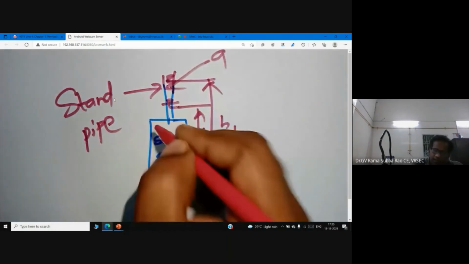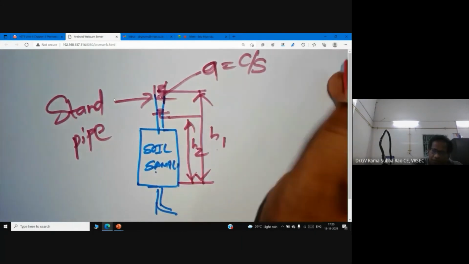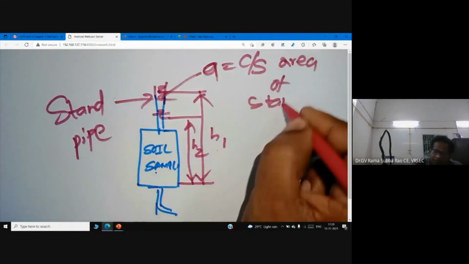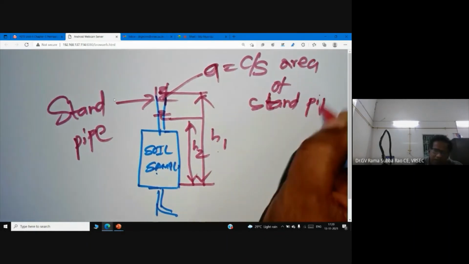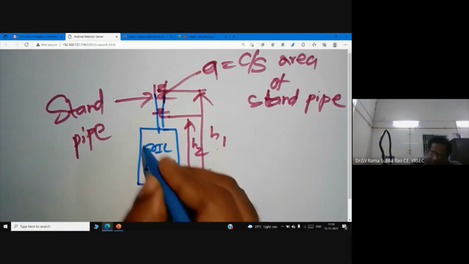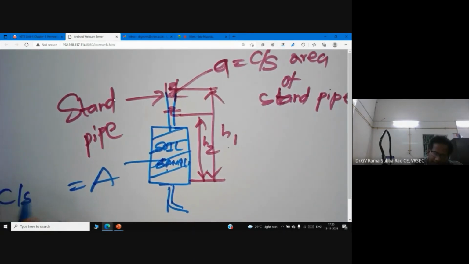This is the A. Why am I saying A? This is the cross-sectional area of the standpipe. So small a is meant for the standpipe, but don't worry, I will tell you, this is the soil sample. Capital A is the cross-sectional area of the soil sample, don't get confused.